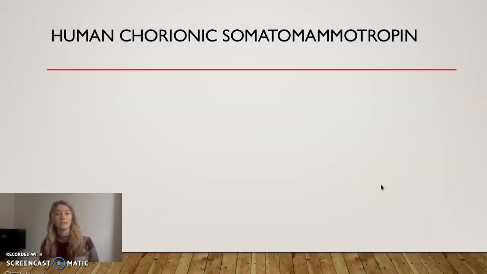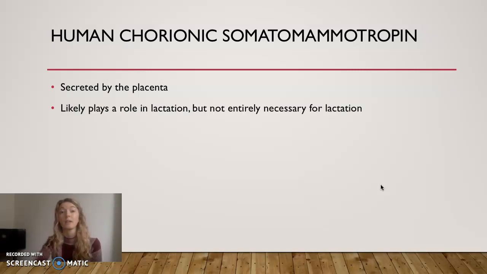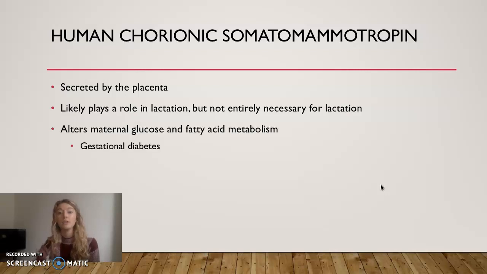The final hormone we are going to discuss is human chorionic somatomammotropin, or HCS. Like HCG, estrogen, and progesterone, HCS is secreted by the placenta. It is closely related to prolactin, which is a hormone that's important for lactation. It's likely that HCS plays a role in lactation, but its presence is not necessary for lactation. HCS is a major contributor to maternal glucose and fatty acid metabolism. Glucose enters fetal circulation after it's transported across placenta membranes via facilitated diffusion.